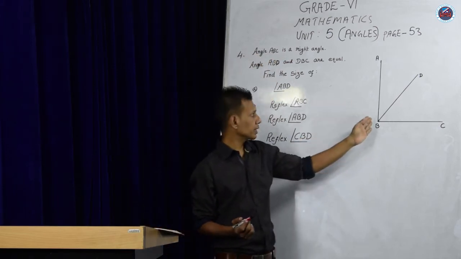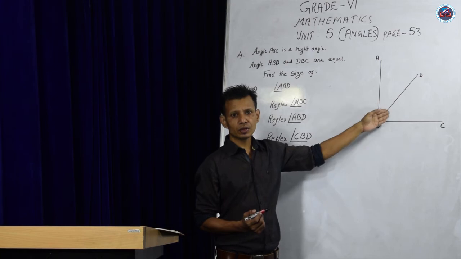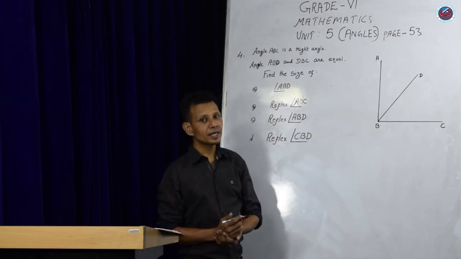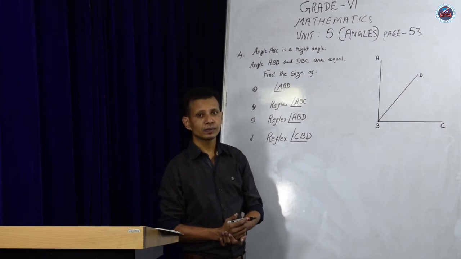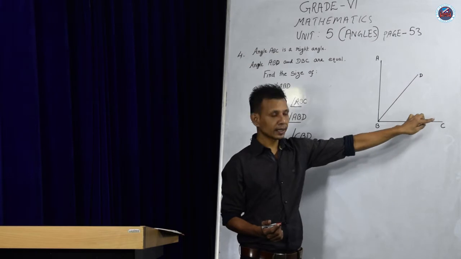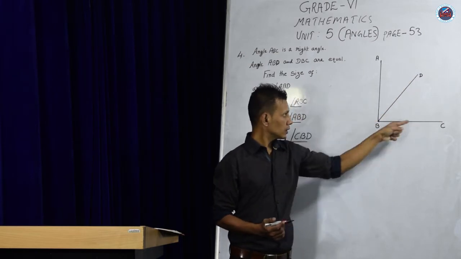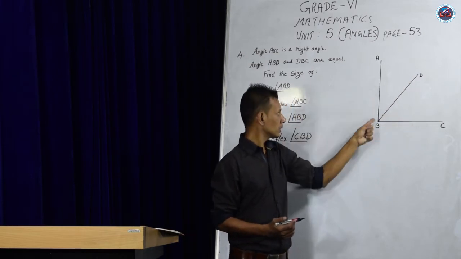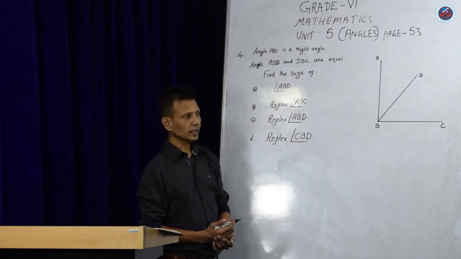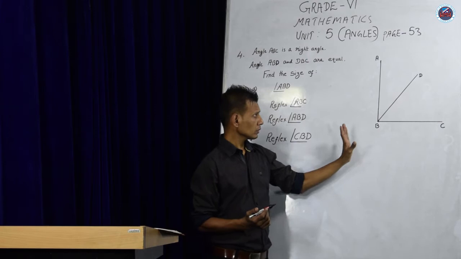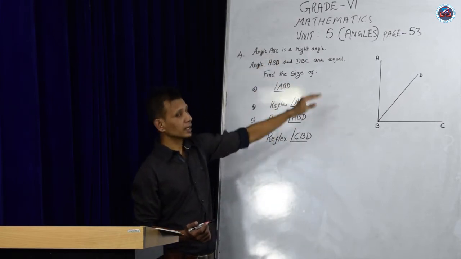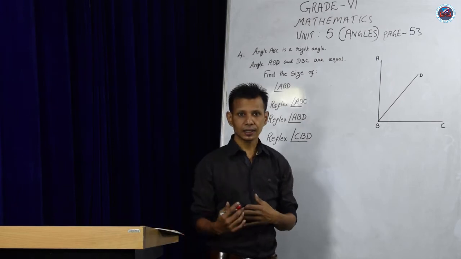Just look at the diagram. They have not given any measurement of any angles. When you look at this diagram, how many angles can you find? You see that? 1 angle, 2 angles, 3 angles, you can see them clearly. So here it says angle ABC is a right angle.